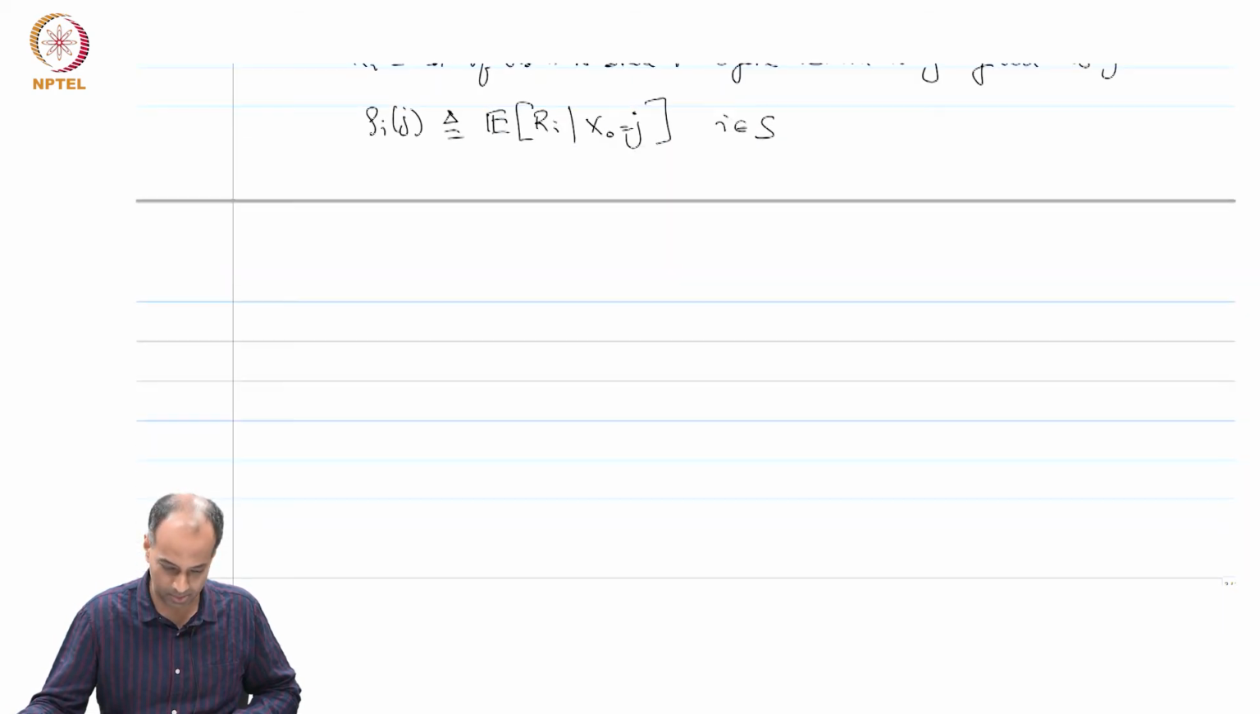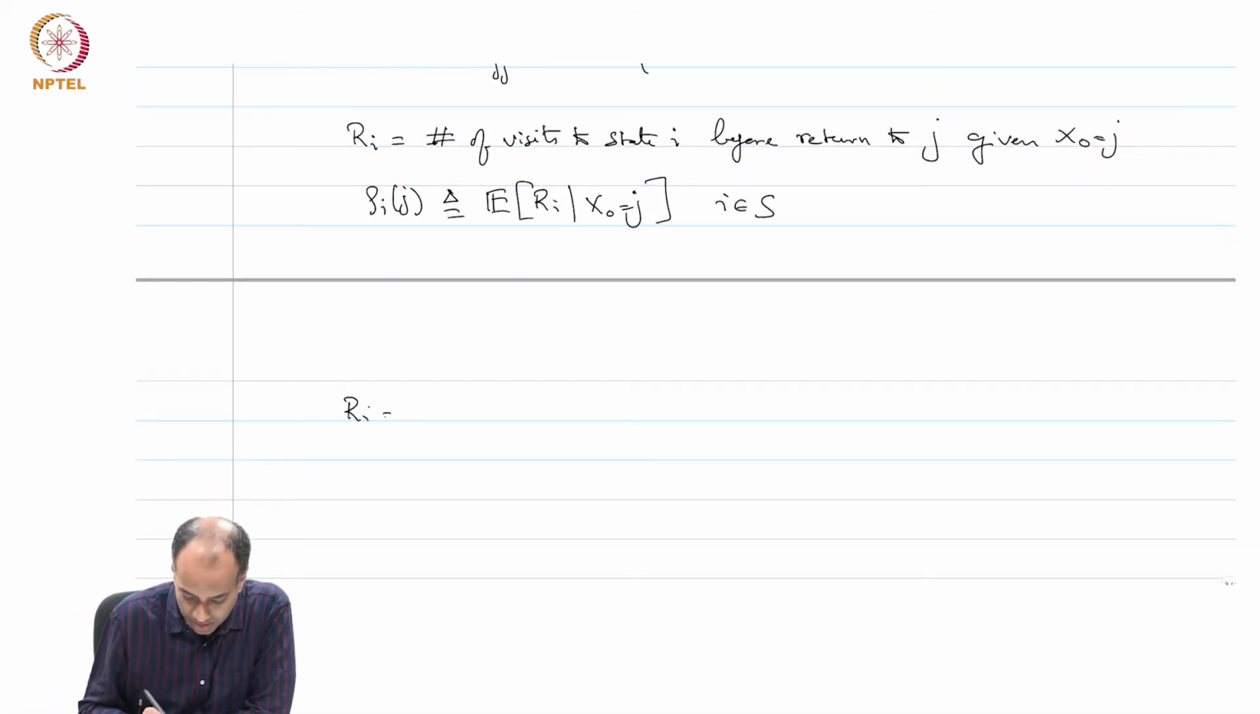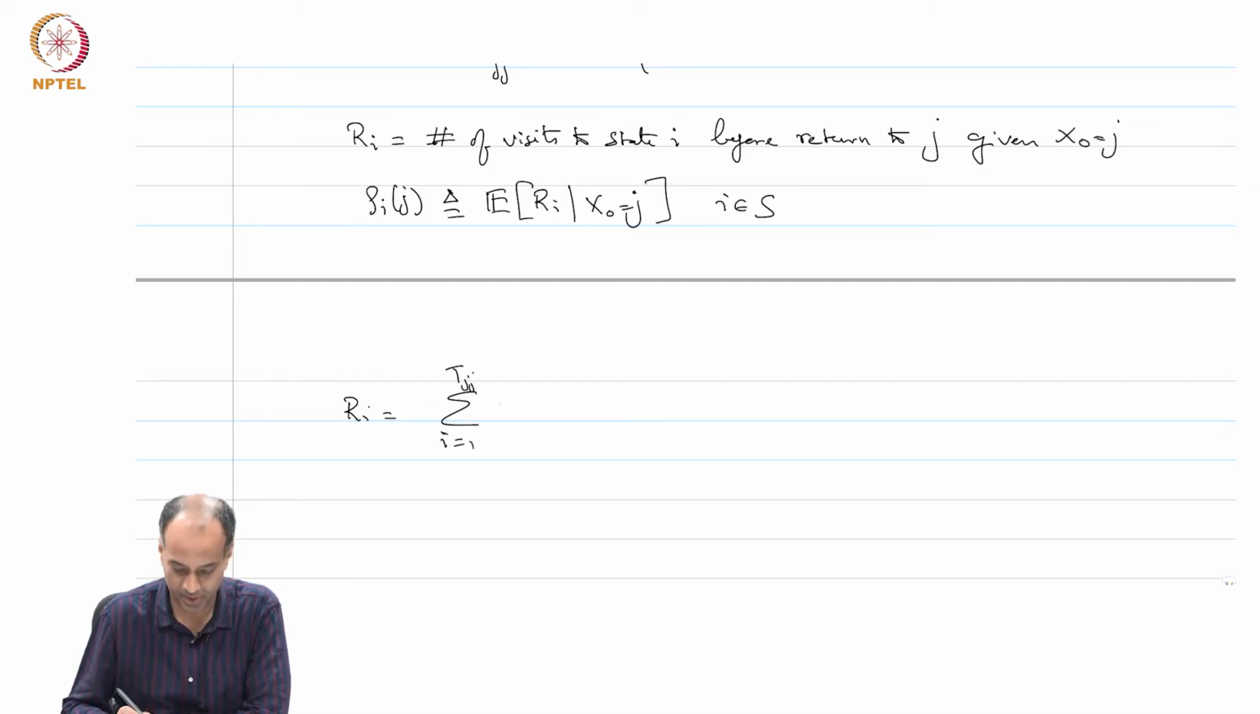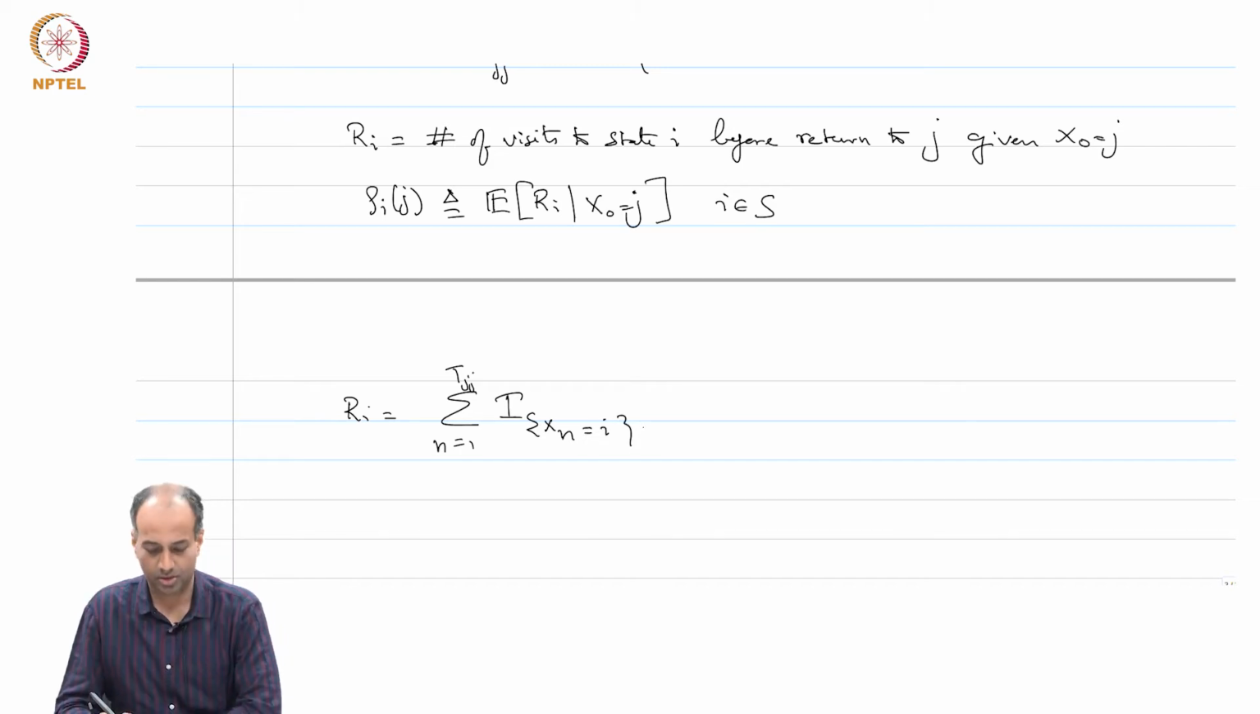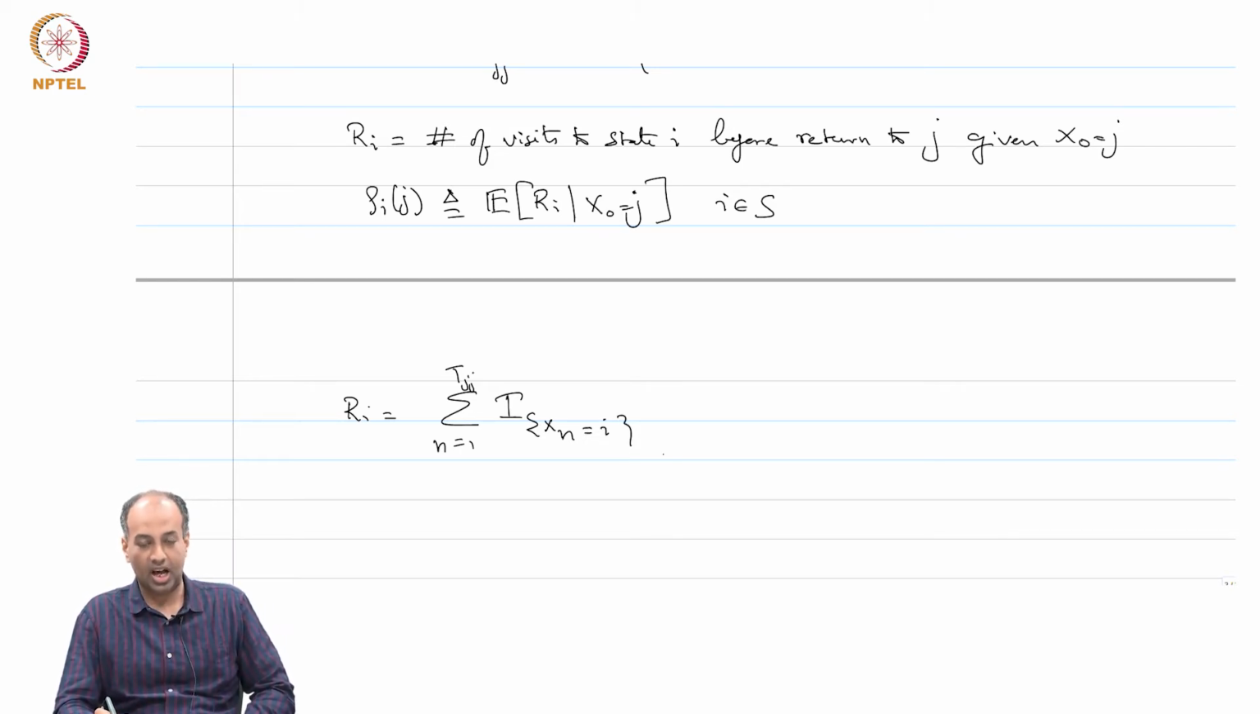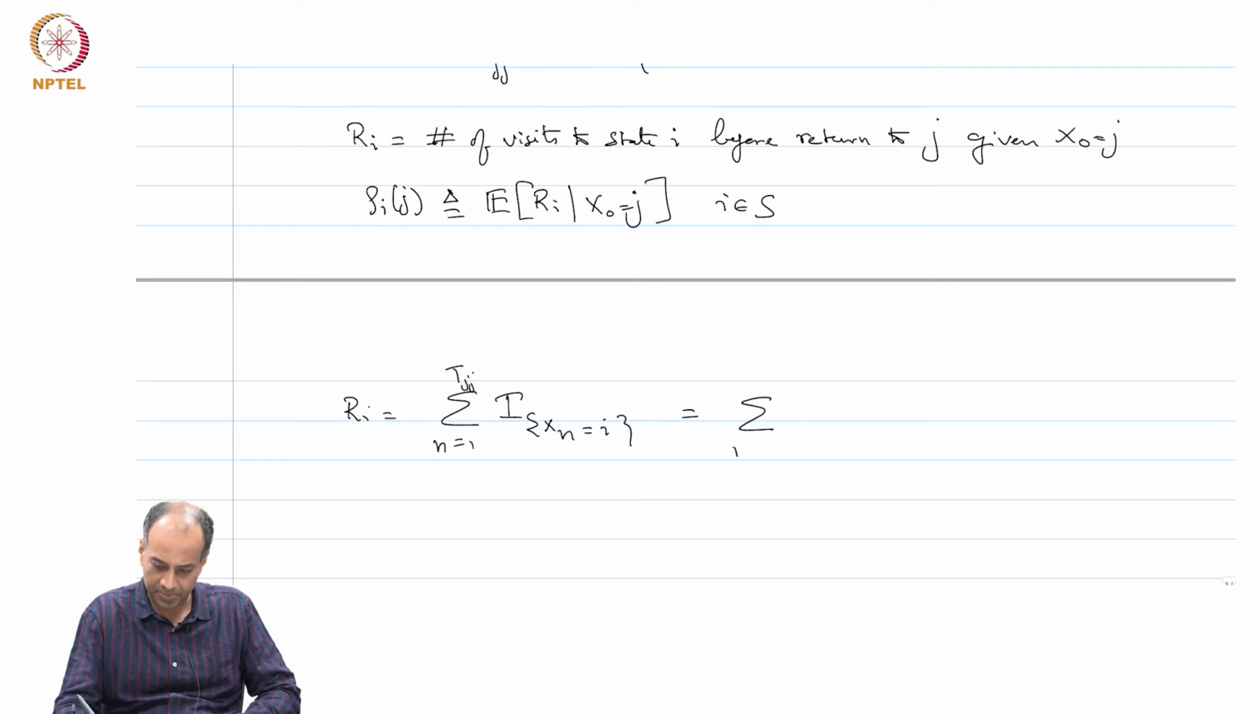To be a little more precise, maybe I should define R_i as the sum over n equals 1 to T_jj of the indicator X_n equals i. So it is the number of times I am in state i before this stopping time T_jj. Or I can also write this as the sum over n equals 1 to infinity of the indicator X_n equals i intersection n less than or equal to T_jj.